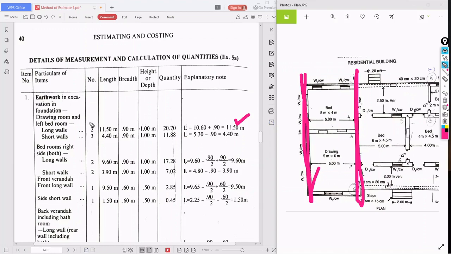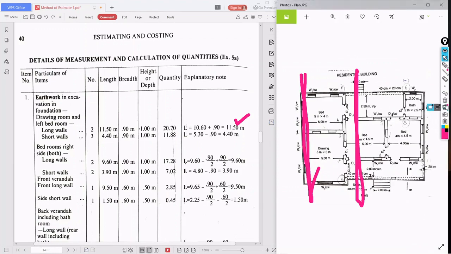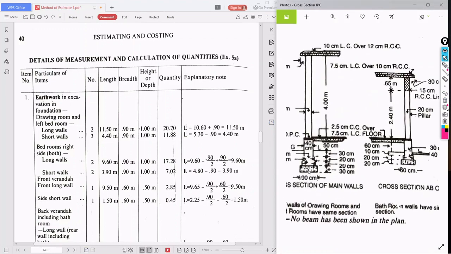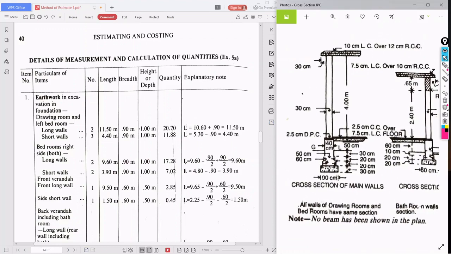Now, two numbers are there. What is the breadth? As I told you, breadth is 0.9, that is 90 centimeter. So what is the height, the depth of the trench or depth of the excavation? For this main wall, the 30 centimeter wall, the trench height is what? 30 plus 20 is 50, 50 plus 20 is 70, 70 plus 30 is 100.